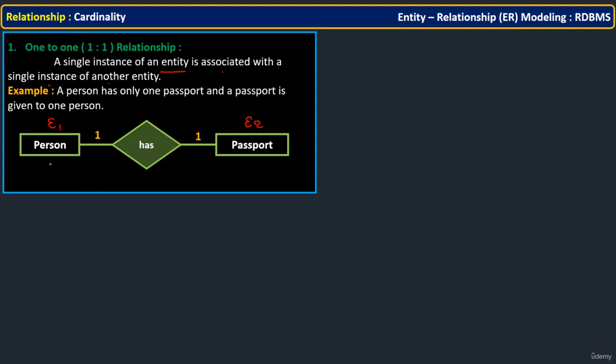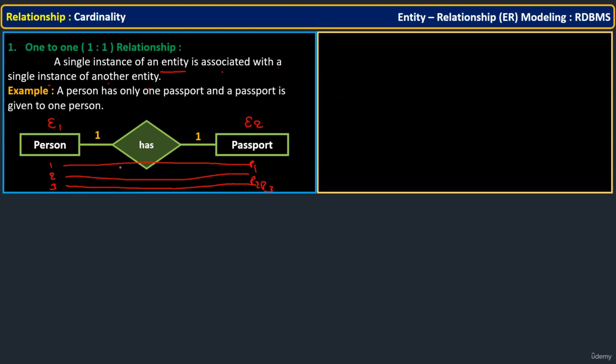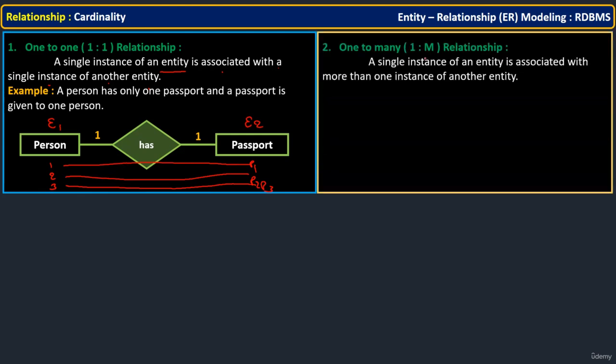Person one, person two, person three will be there, and passport one, passport two, passport three will be there. Person one's passport is this, person two's passport is this, person three's passport is this. That is called a one-to-one relationship. Now let us see another, the one-to-many relationship. Here a single instance is associated with more than one instance. Let us see the example.